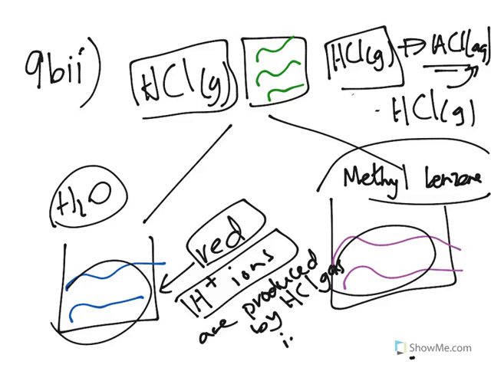And the complete opposite would happen for methylbenzene. In methylbenzene's case, there would be no change in the color of the universal indicator paper, and that is because no H plus ions are produced by hydrogen chloride gas in methylbenzene. And that is your answer.